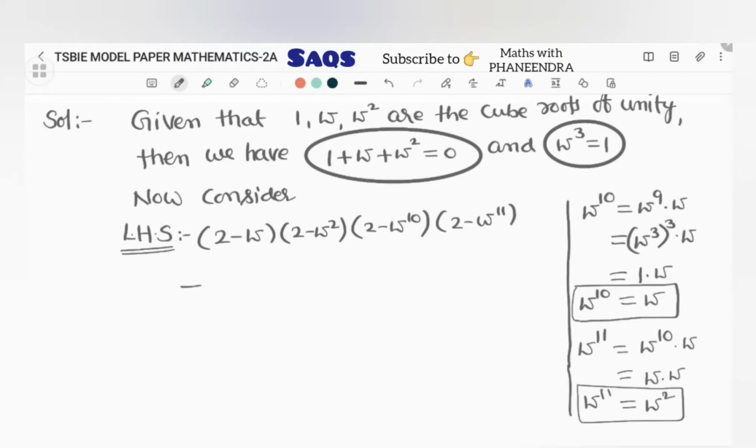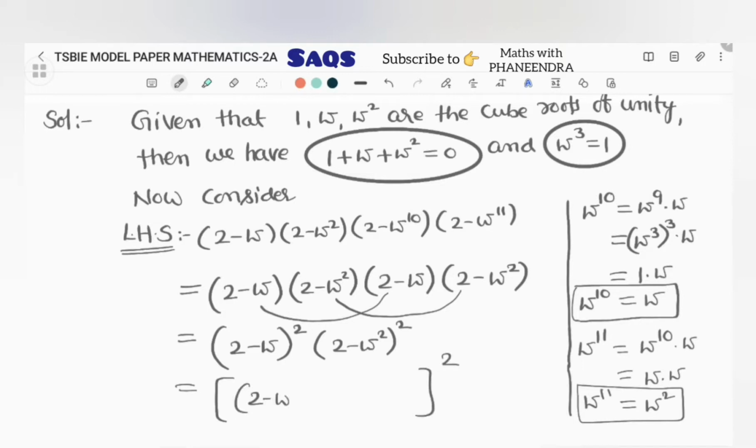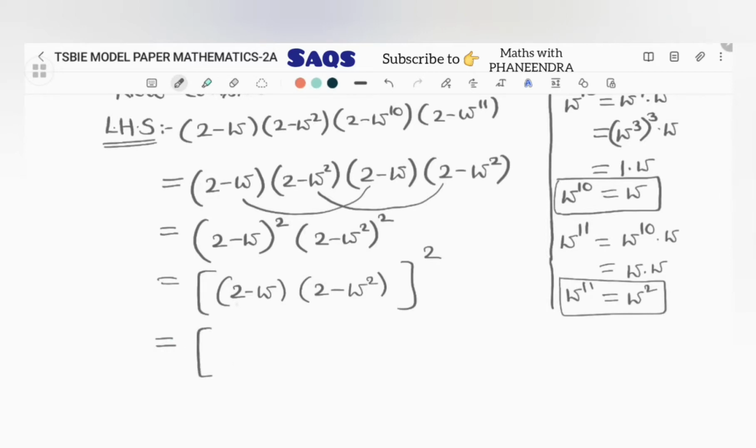Now come to the LHS. 2 minus omega into 2 minus omega square, 2 minus, in place of omega power 10 replace with omega, 2 minus omega power 11 can be written as omega square. So here 2 minus omega twice is there now, so 2 minus omega whole square. 2 minus omega square also twice is there, so 2 minus omega square whole square, which is equal to, a square b square means ab whole square we can write. So 2 minus omega into 2 minus omega square whole square. Which is equal to 2 into 2, 4, 2 into minus omega square, minus 2 omega square, minus 2 omega, minus into minus plus omega square into omega is omega cube.